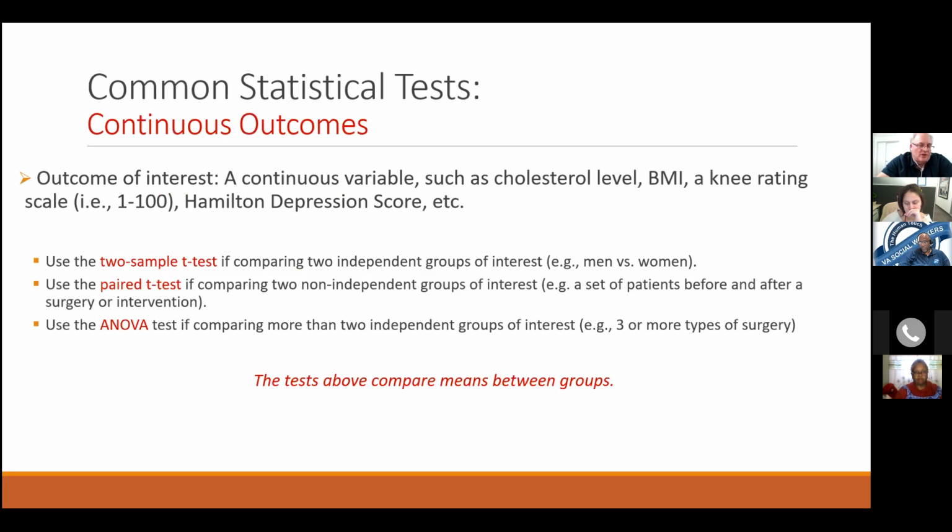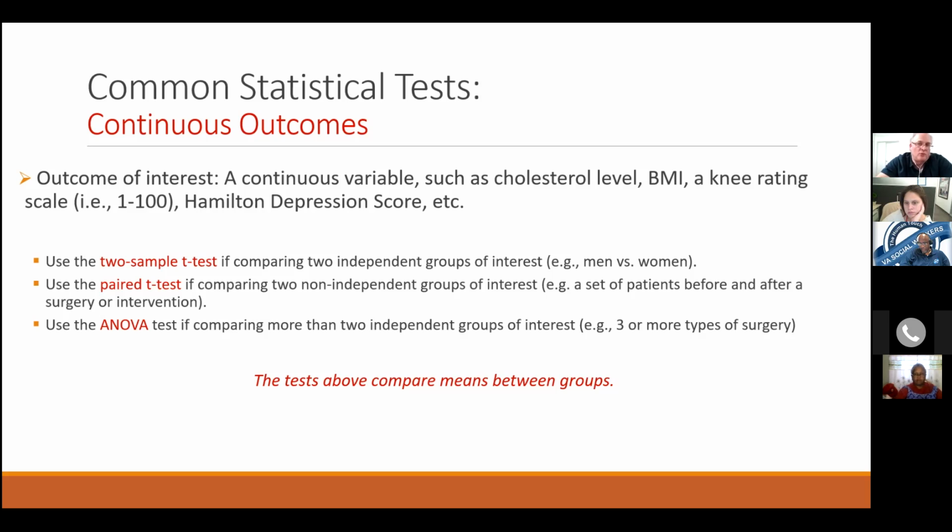So this is just a couple slides on the common types of tests you're going to see. When you're reading a proposal or a grant proposal, if there's a stat section in that proposal, and there should be, these are the things you're probably going to see. Let's say the outcome of interest is a continuous variable, such as cholesterol, BMI. Maybe it's just a knee rating scale that goes from 1 to 100.